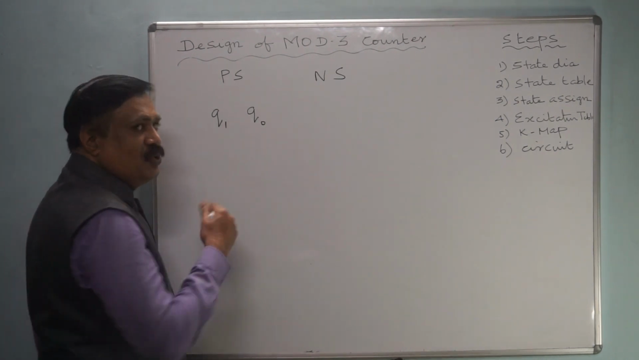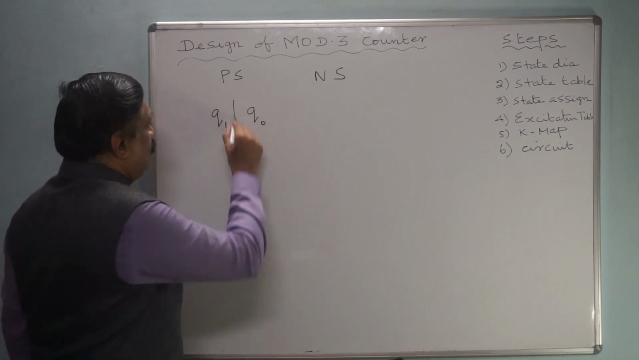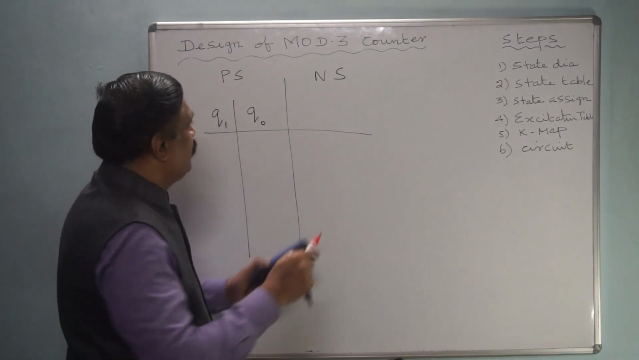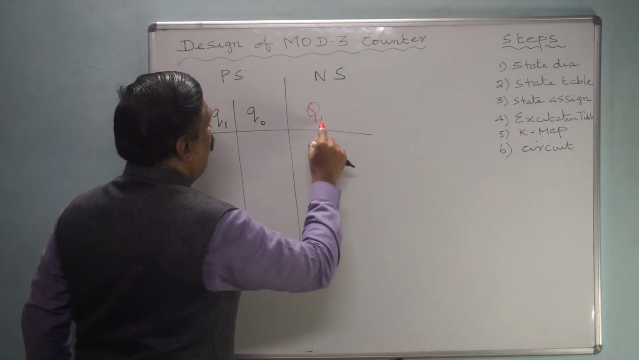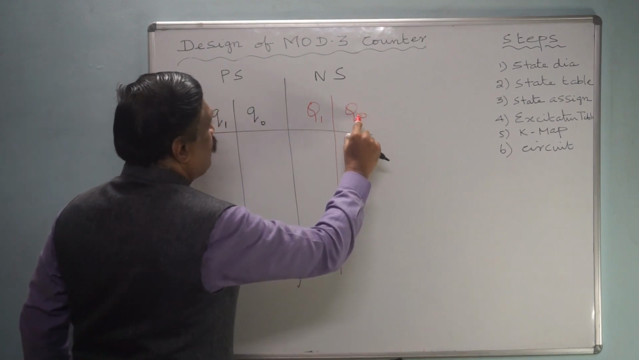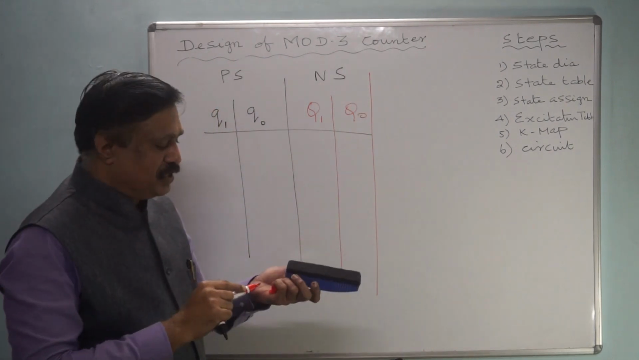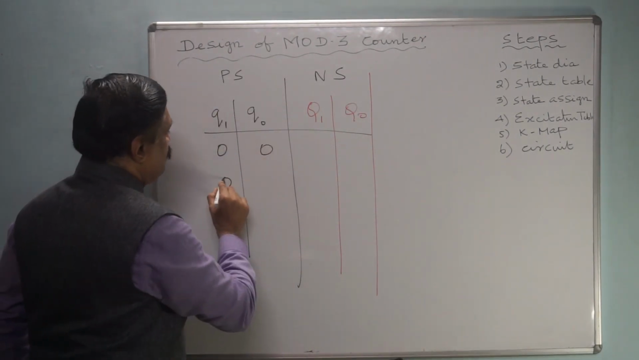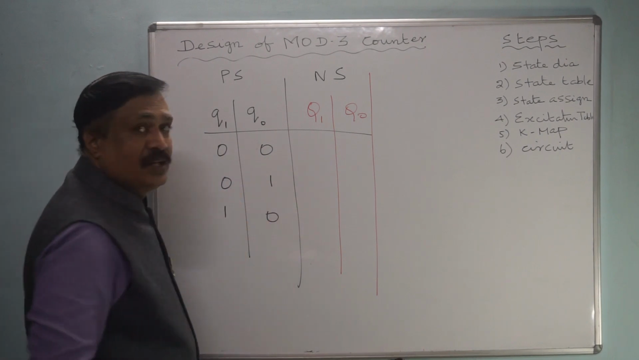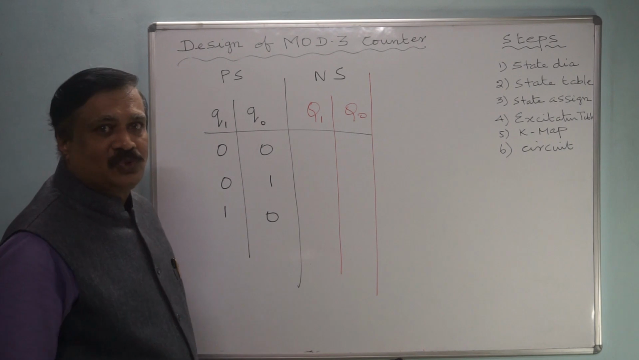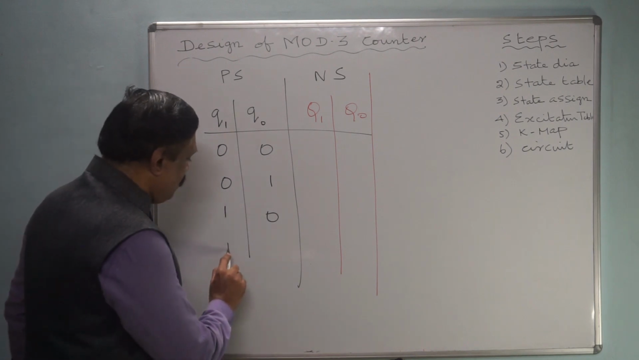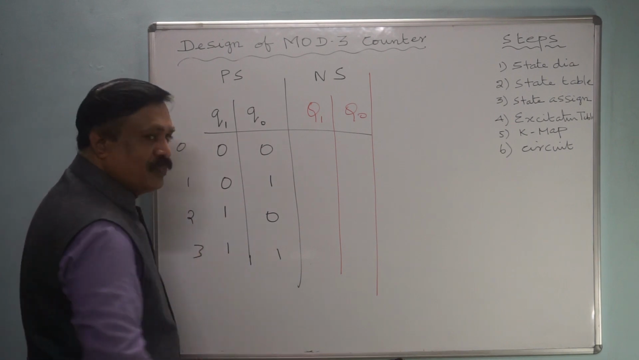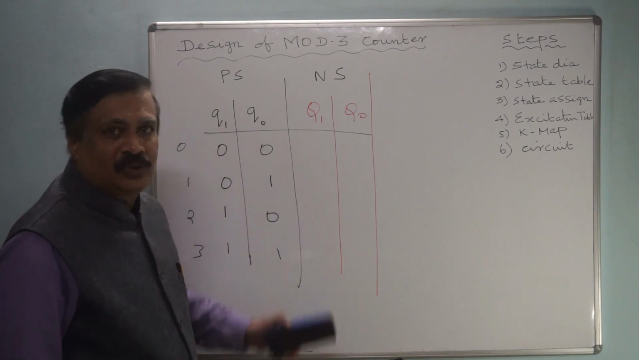Now I'll tell you which flip-flop we are going to use. For this output I'll use some other color, marking Q1 and Q0 to differentiate. Here first is 00, 01, 10. This is our 3 states, but as per the truth table 4 states will be there, that means 11 will be there. That means 0, 1, 2, 3. This is our 2 variable truth table.